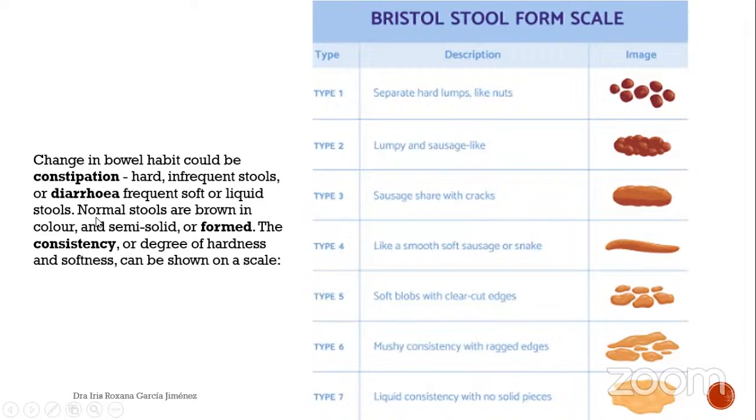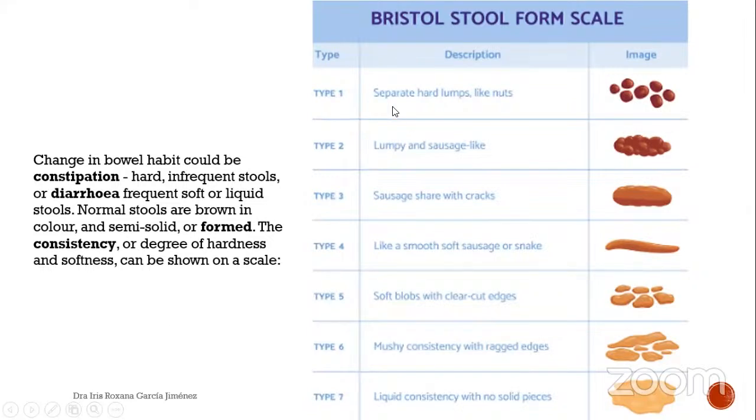Normal stools are brown in color and semi-solid or formed. The consistency or degree of firmness, and according to this description, you're going to catch the correct vocabulary and expression of this.